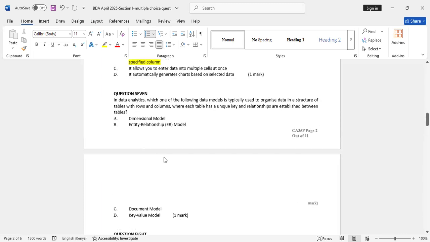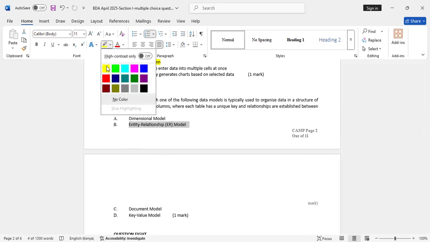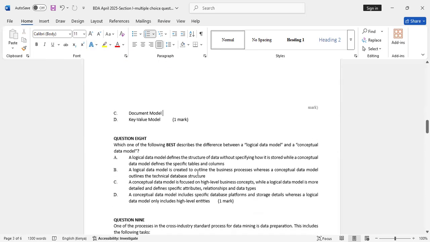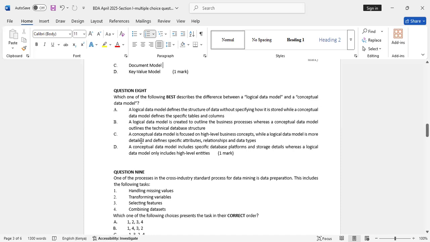So the correct answer is the entity relationship model. Yes, the entity relationship model is what is used to organize data in a structure of tables with rows and columns, where each table has a unique key and relationships are established between tables. So the correct answer was B. Question 8, we go to question 8.